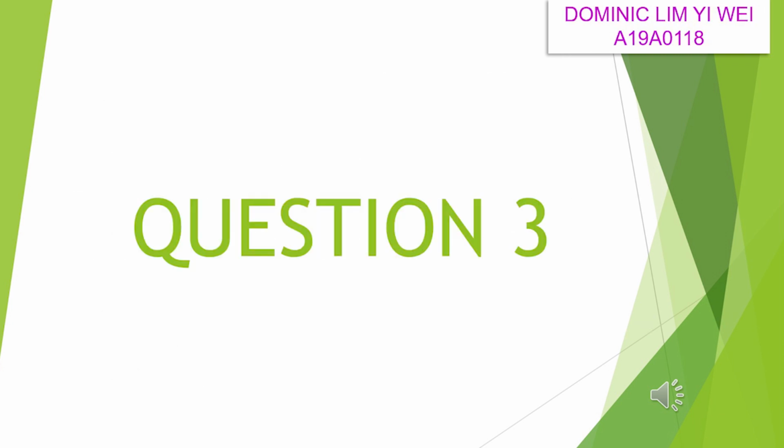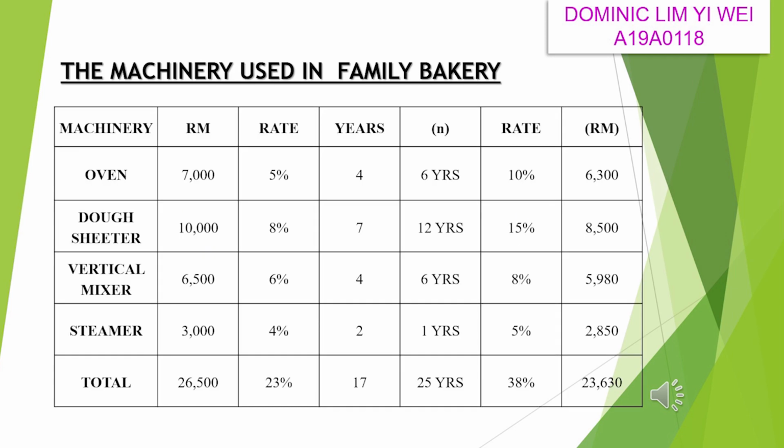I am Dominic Lim Iwei, and now I will present question 3. First is the machinery used in Family Bakery. We have 4 machines in our bakery, which are the oven, dough sheeter, vertical mixer, and steamer. These 4 machines we use as our assets.